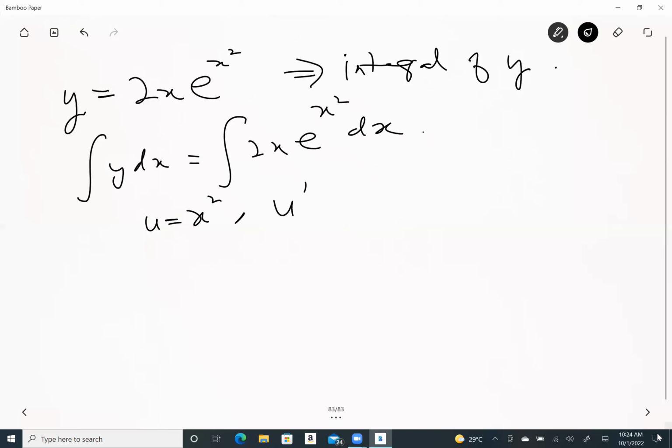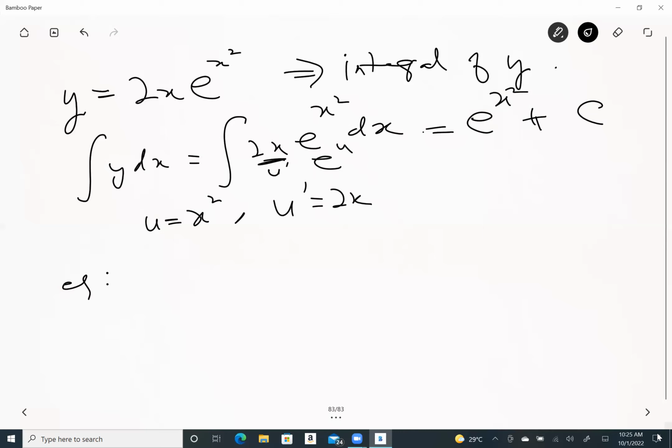Now what is u prime? U prime is 2x. So here what you have is e to the power of u, which is x squared, and what is this? This is u prime. So what is the integral? The integral is therefore equal to e^(x squared) plus c. Any question? So it's just like what we were doing earlier. You have to have the u prime.